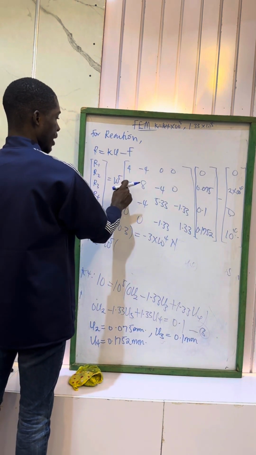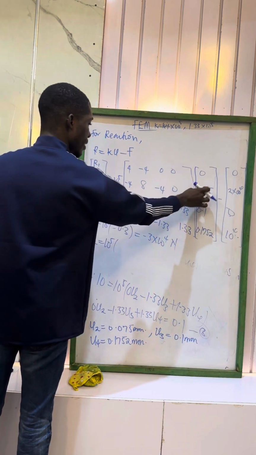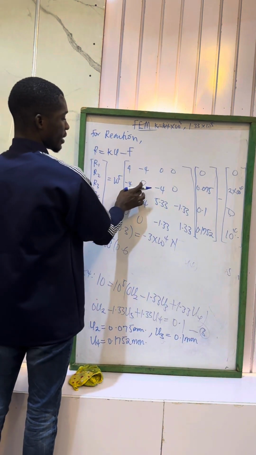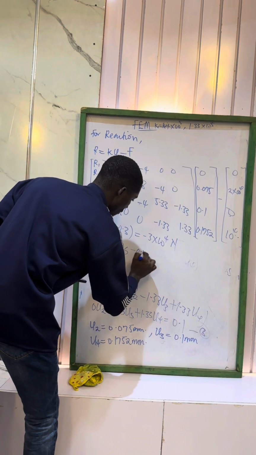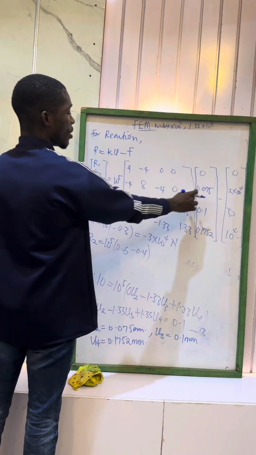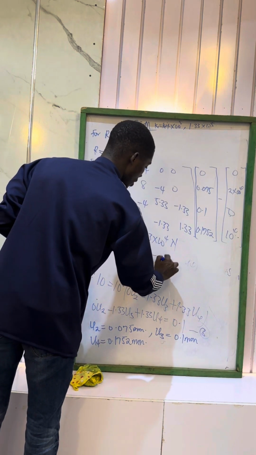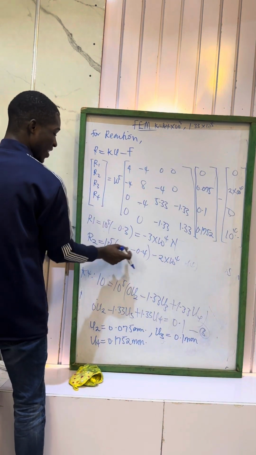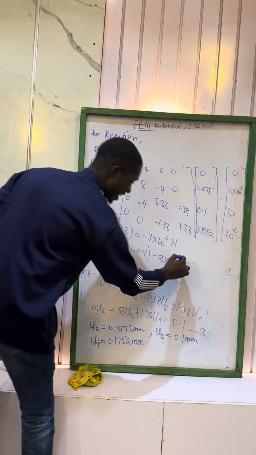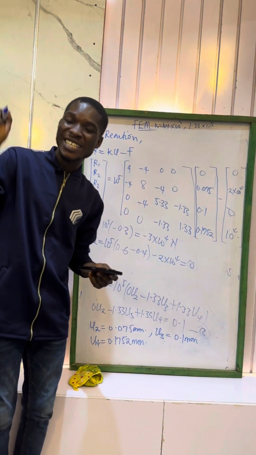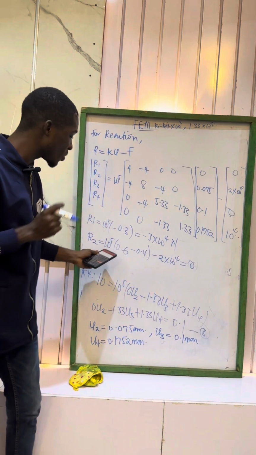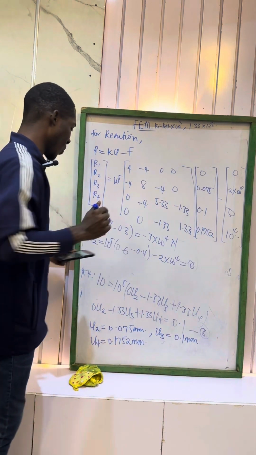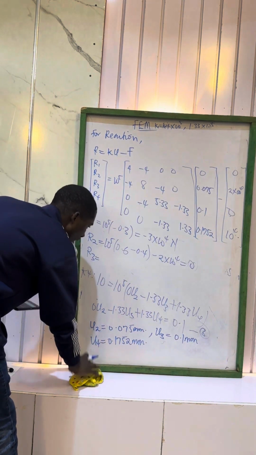So 10 raised to the power 5, then minus 4 times 0, 8 times this. When we do that, 8 times this will give me 0.6. So 0.6 minus 4 times this will give me minus 0.4. Yep, because 0 times this will give me 0. Then minus 2 times 10 raised to the power 4. Now, if I do this, 0.2 times this will give me 2 times 10 to the power 4. So the reaction force here is 0. I told you that anywhere the force is acting, the reaction force there will equal 0. So it shows that what we did is correct. The answer we have here is correct. So the next one is R3.